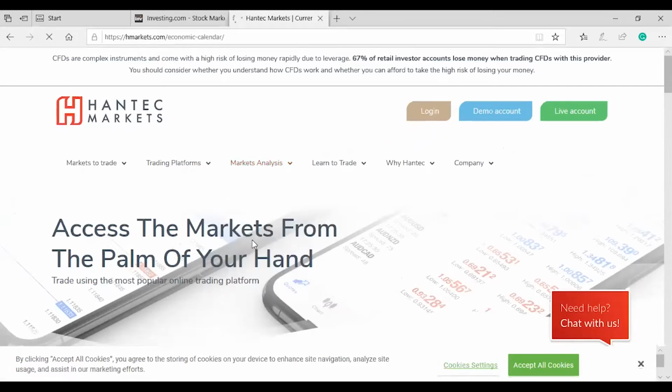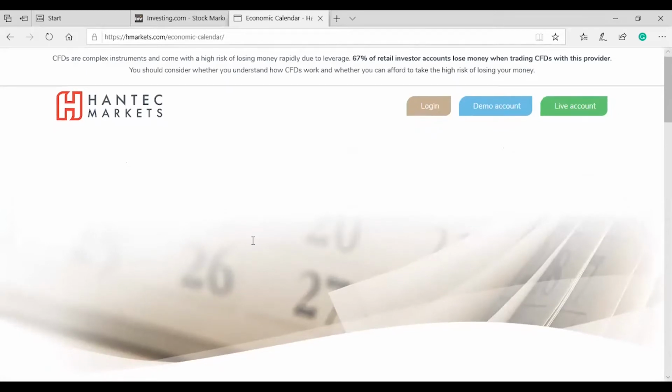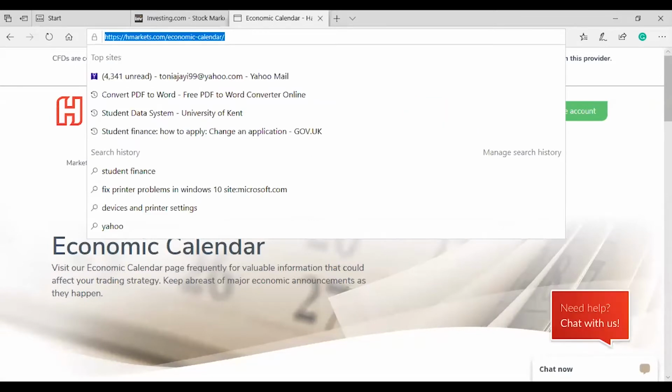So Hantec already gives you your economic calendar. You can find it on our website, okay? Just in this URL, hmarkets.com. Let me even put this in the chat so some of you can look at it as we're talking.